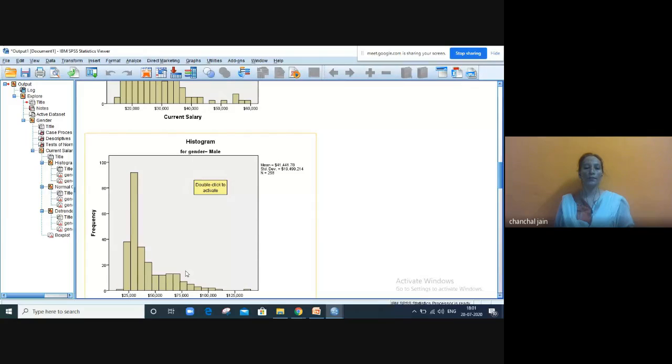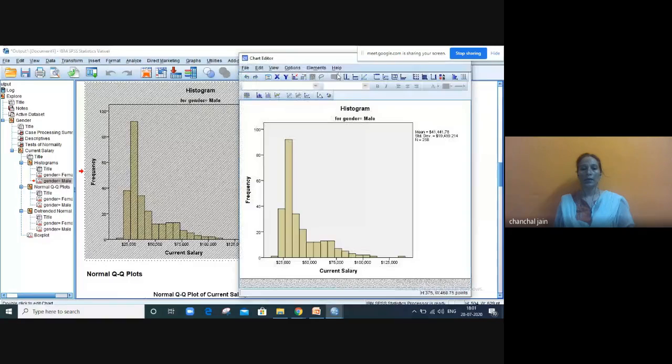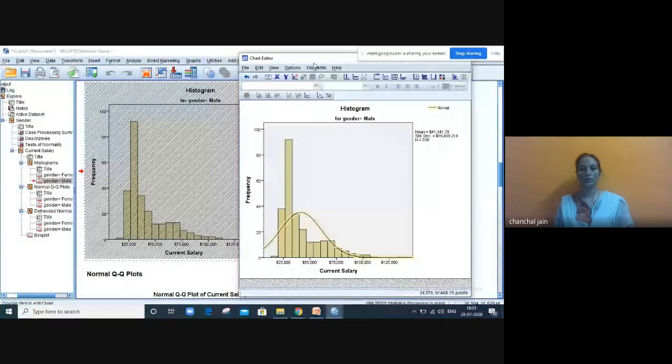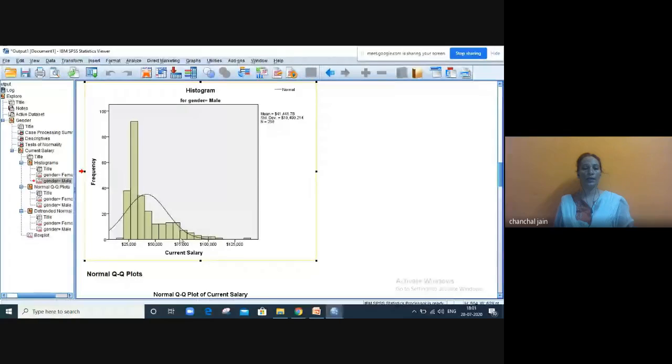If you want to keep the normal distribution curve on both the graphs, you can double click on this and select this. This is selected, just close and close and close this. So you would be able to see that again. With the help of this bell shaped curve, you can see the right tail is bigger than the left tail. So you can say that the salary for the male group is showing us positively skewed data.